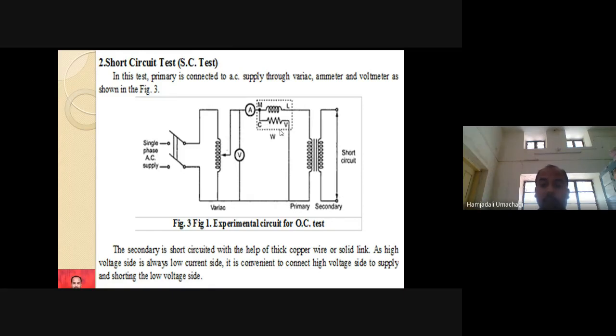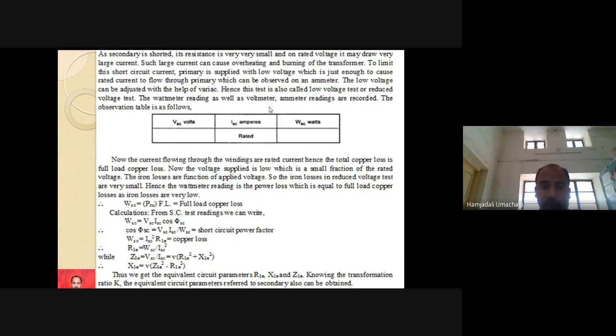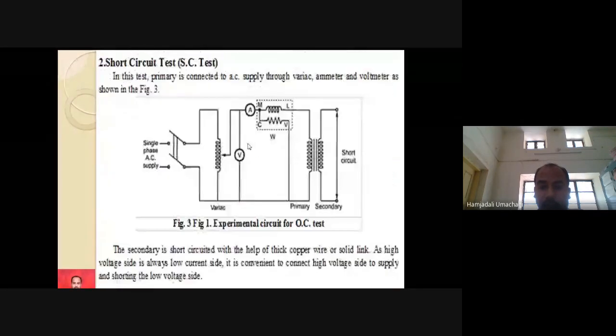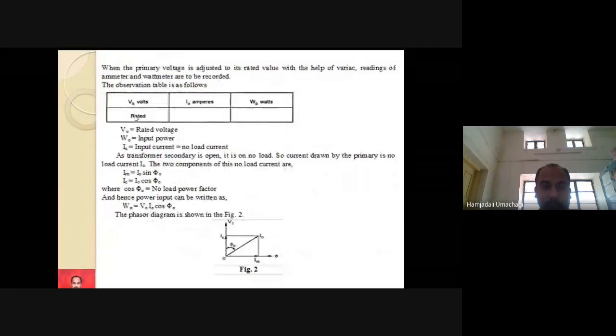Now in this case your wattmeter is reading copper loss. This will be reading short circuit current ISC, and this will be reading VSC. So in the VSC column you note down VSC, in the ISC column you note down ISC, and in the full load copper loss WSC column you note down WSC. These three values I need from the short circuit test. In the short circuit test I should maintain rated current, whereas in the open circuit test I should maintain rated voltage. Is it clear, all of you?